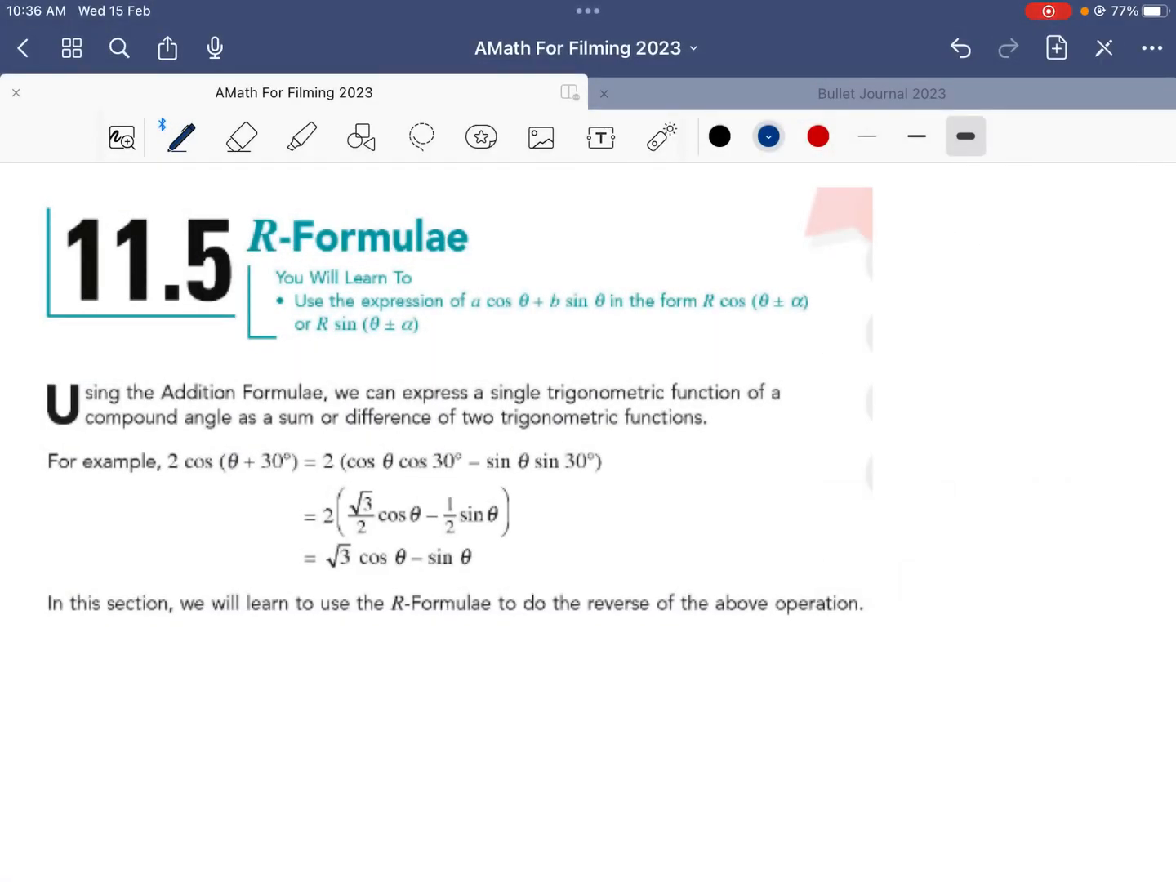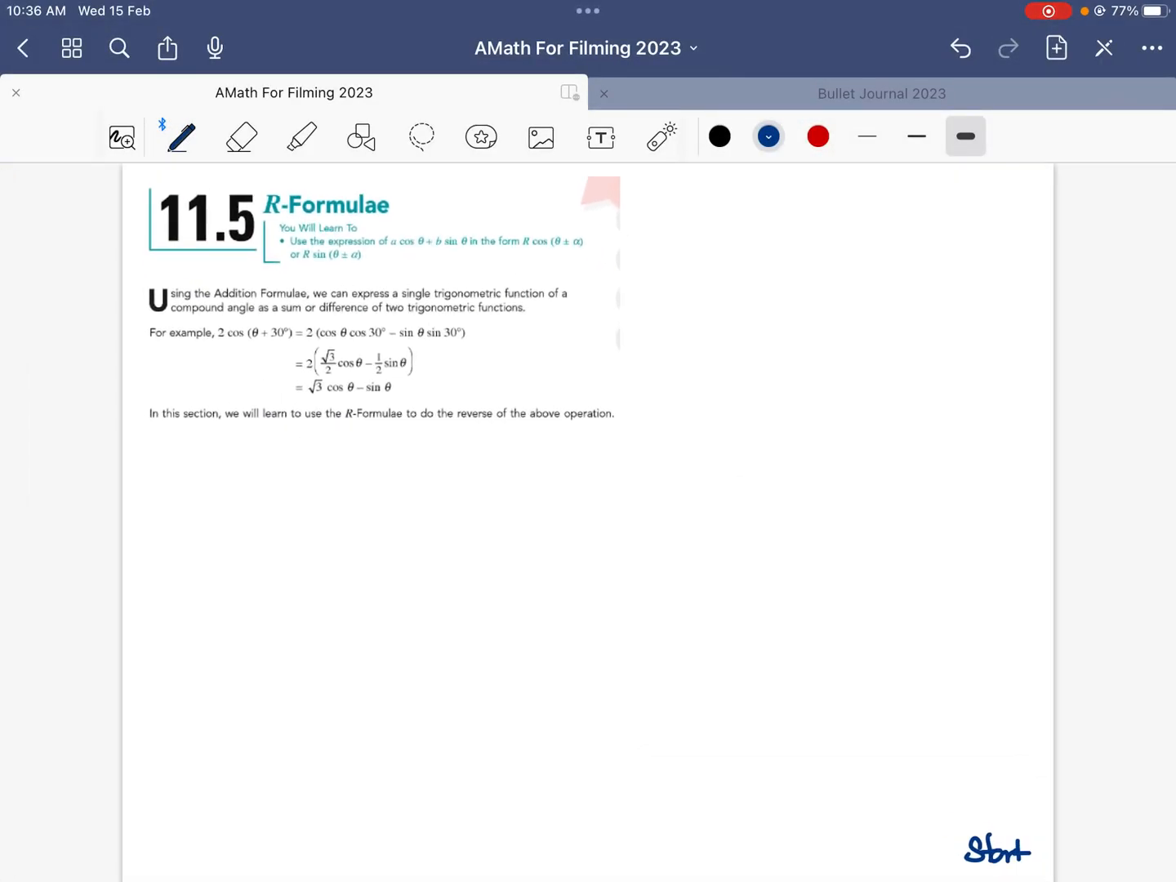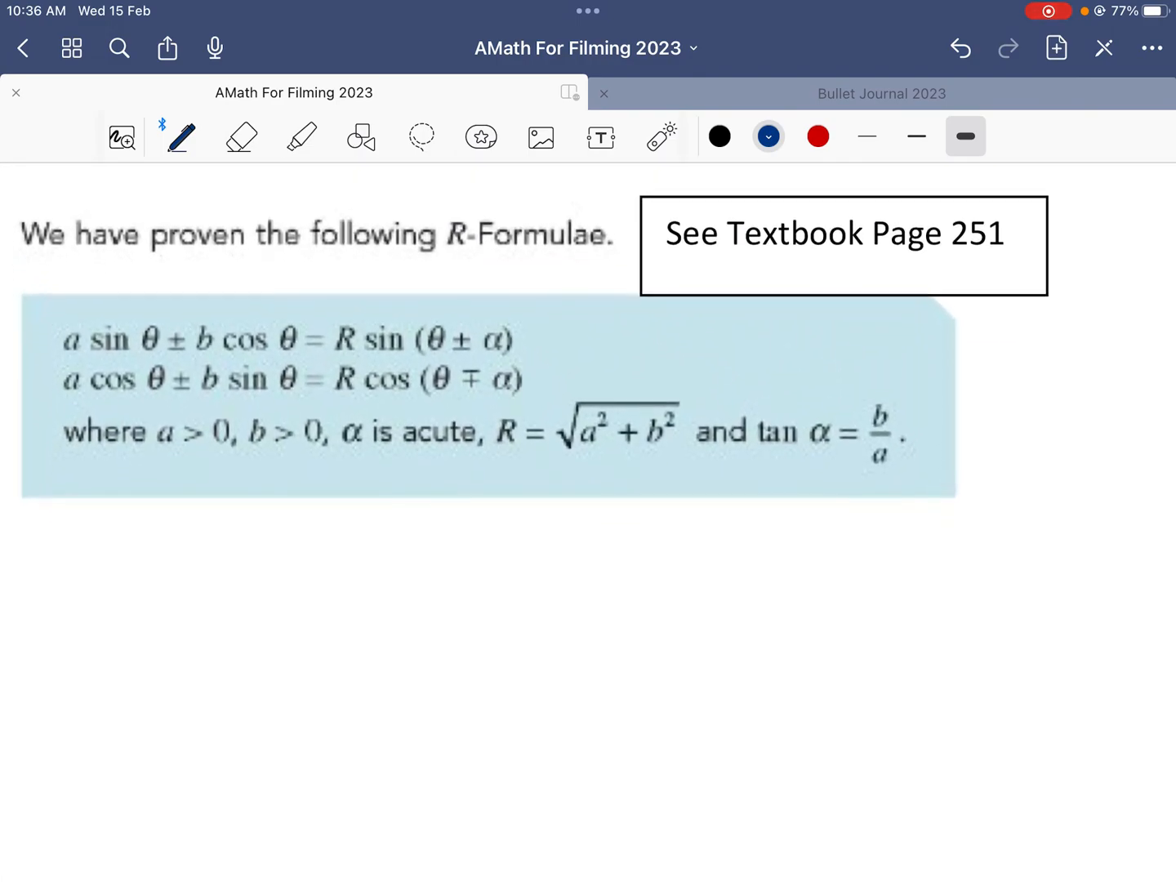Today I'm going to cover 11.5, the R Formulae. Okay, for the textbook itself, please do a quick read through on page 291, I think, with regards to the derivation of the formula itself. So now what I'm going to do here is this. I'm just going to go through how we actually apply the R formula.